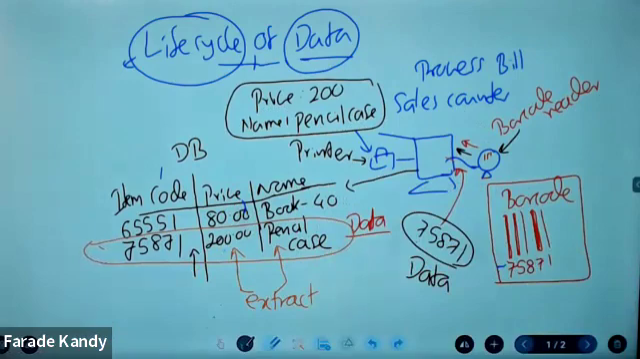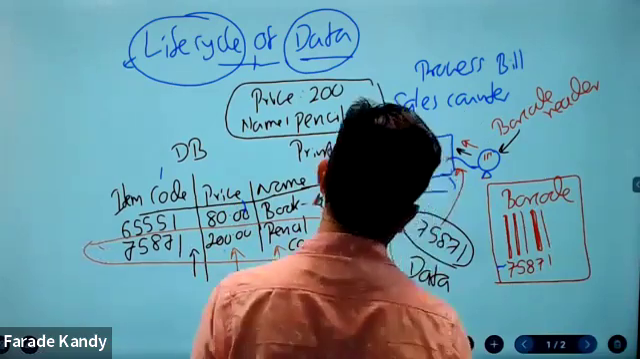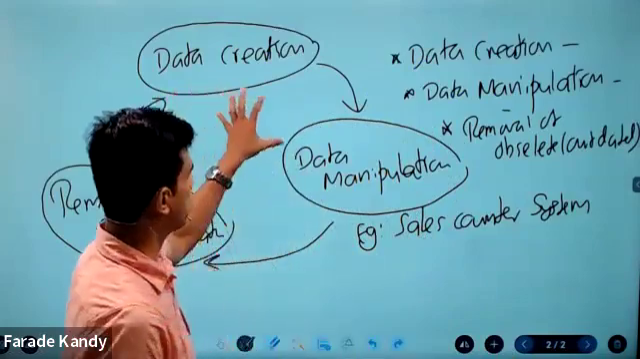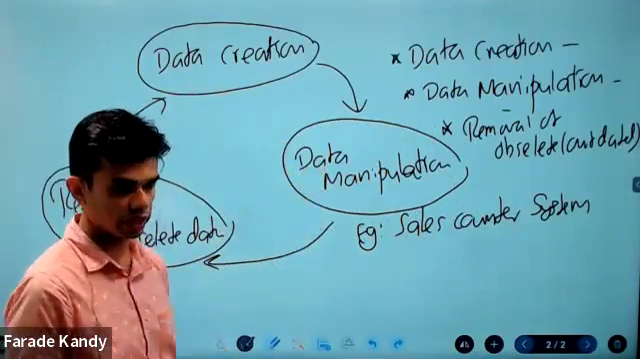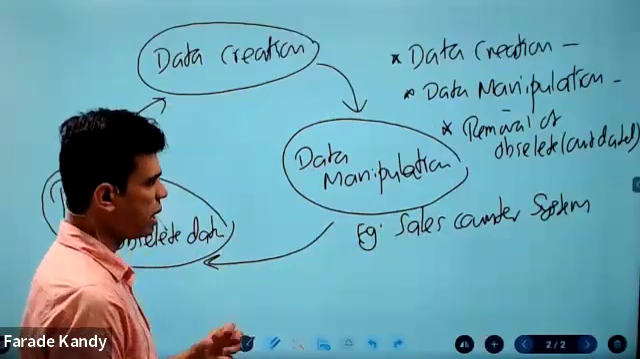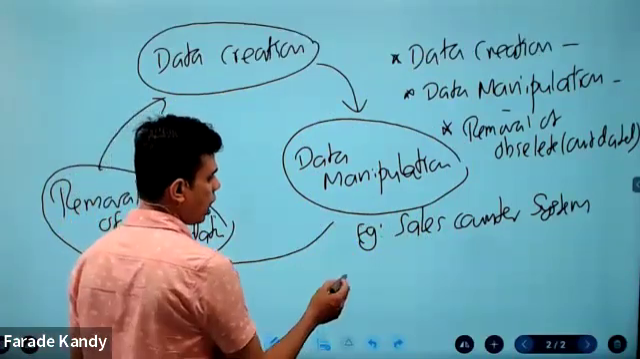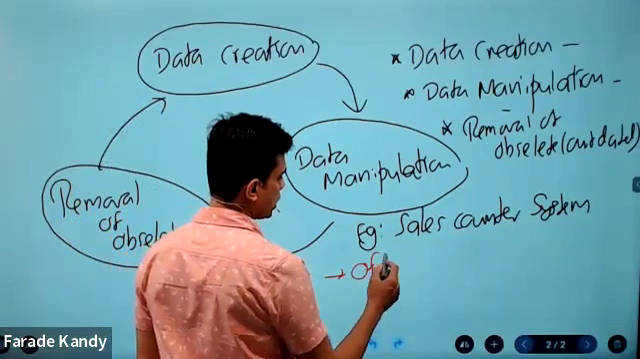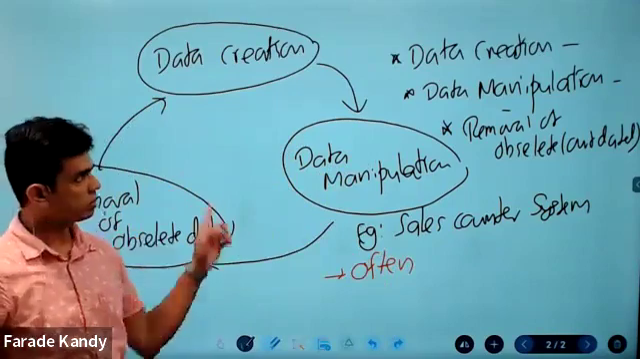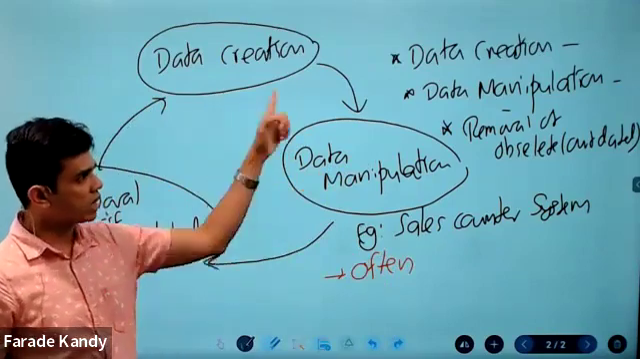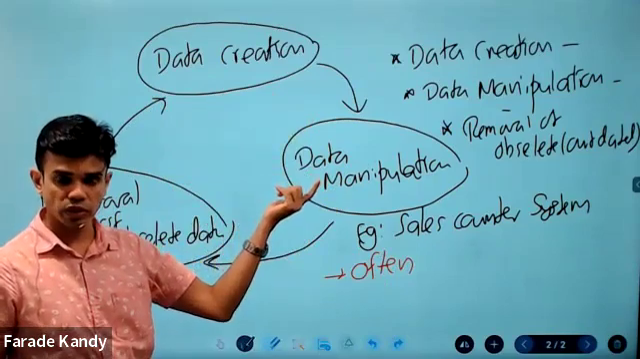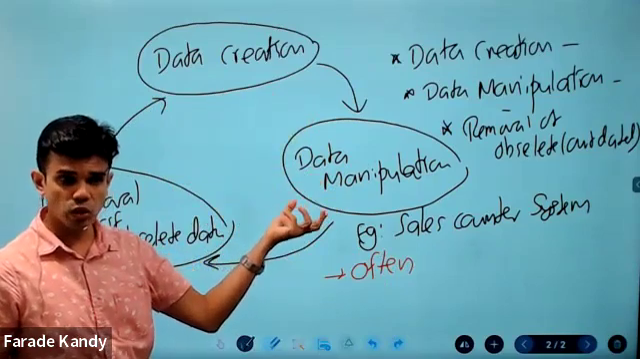In this data processing life cycle, there are 3 steps, as I said earlier: data creation, manipulation, and removal of obsolete data. Now, one more point. These are the backgrounds behind the questions. Then, how often is this cycle iterating? What is the time duration between the first cycle and the second cycle? Will that be hours, minutes, or some seconds?